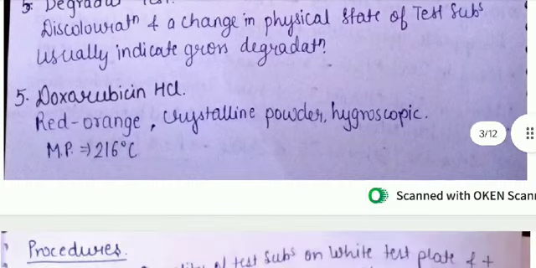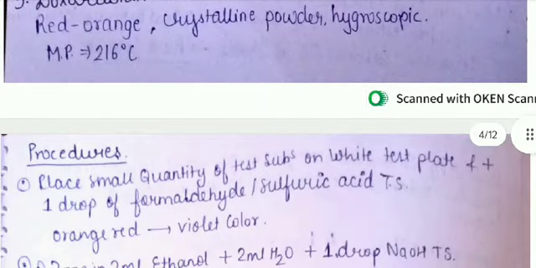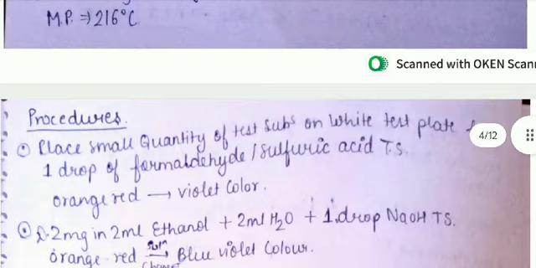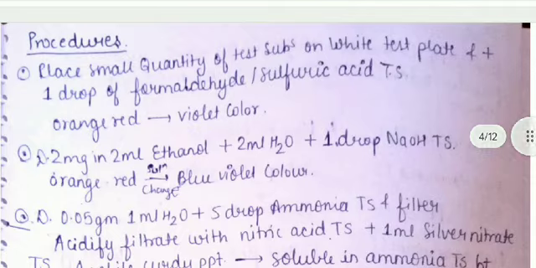Fifth is doxorubicin hydrochloride. It is a red-orange crystalline powder, hygroscopic. The melting point is 216 degrees Celsius. Procedure: place a small quantity of test substance on a white test plate and add 1 drop of formaldehyde-sulfuric acid TS. Orange red color turns to violet color.